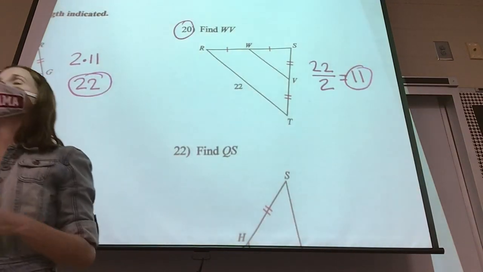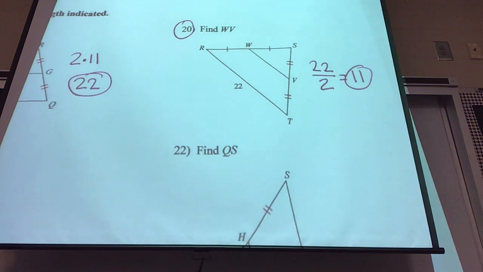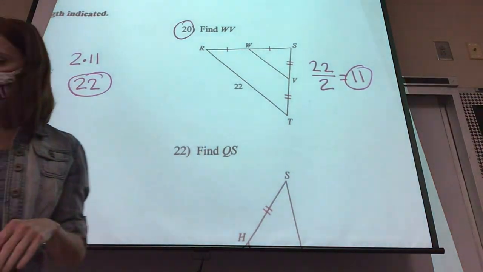So I've got to know, am I going to the bigger piece and multiplying, or am I going to the smaller piece and dividing? So you're going to get some of those to practice on in a few minutes. So that's the first thing, multiplying or dividing. So that's the first piece.